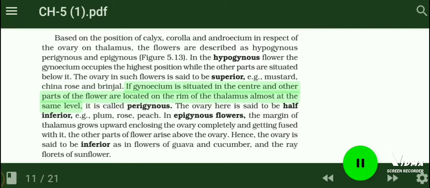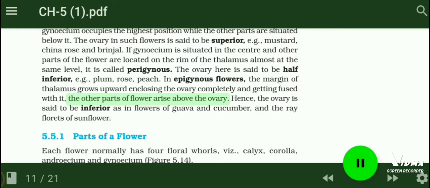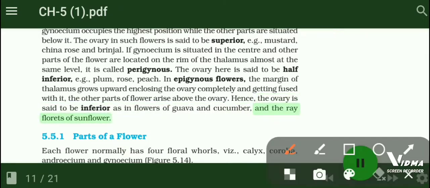If gynoecium is situated in the center and other parts of the flower are located on the rim of the thalamus almost at the same level, it is called perigynous. The ovary here is said to be half inferior, e.g., plum, rose, peach. In epigynous flowers, the margin of thalamus grows upward enclosing the ovary completely and getting fused with it, the other parts of flower arise above the ovary. Hence, the ovary is said to be inferior as in flowers of guava and cucumber, and the ray florets of sunflower. 5.5.1 Parts of a flower.